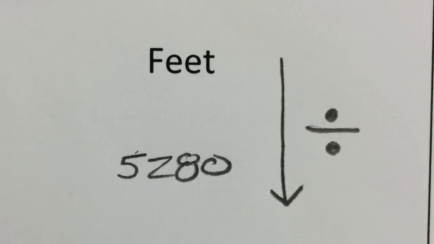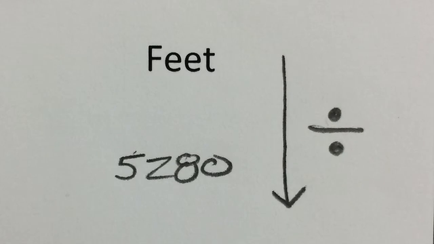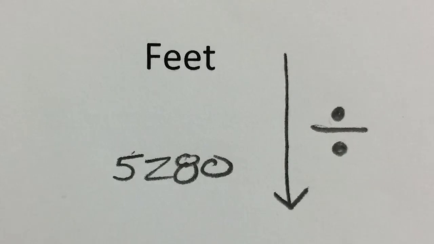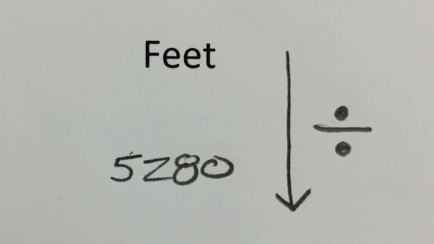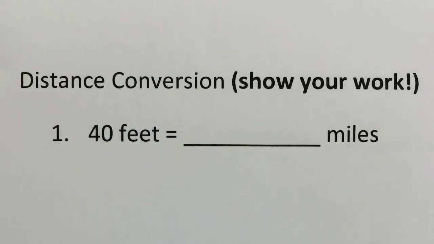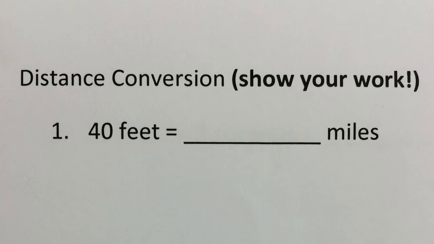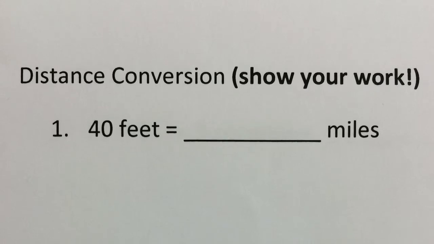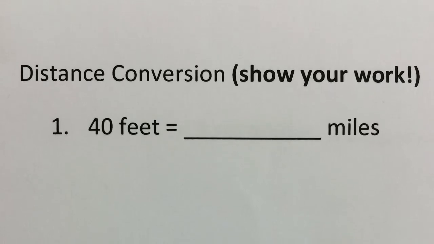Similar to what we did on time conversion. When you move down these ladders from smaller units to bigger units, we are just dividing. Okay, let's look at the first problem here for distance conversion. We want to convert 40 feet into some portion of a mile.